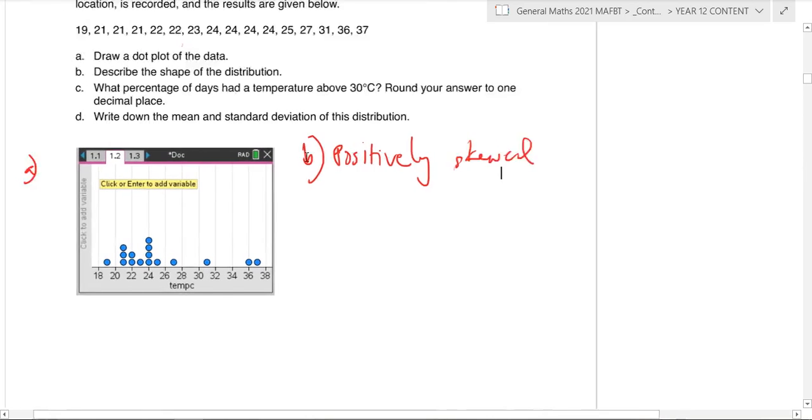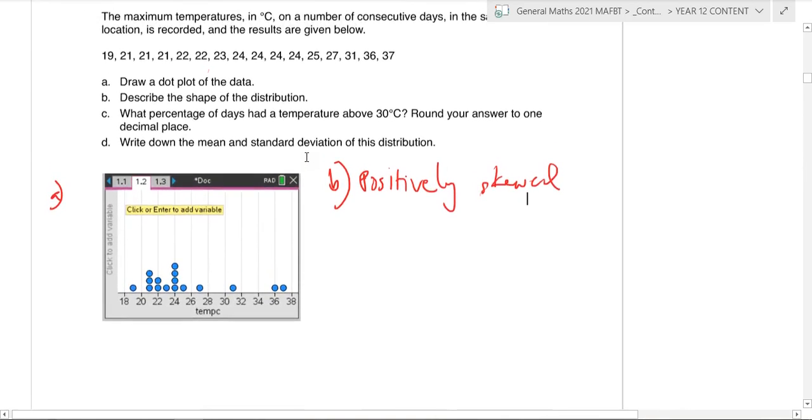Part C, what percentage of the days had a temperature above 30 degrees? Round your answer to 1 decimal. Now, this one is slightly tricky, because there's a couple things you need to know. How do you find a percentage of something? And also, how many dots are there? Here, we need to figure out how many are above 30 degrees. If you look at the temperatures, you've got 1, 2, 3 that are above 30. Now, in terms of how many altogether, if you look at your CAS, that'll tell you.